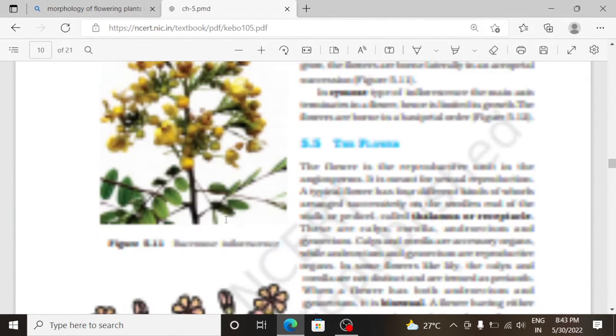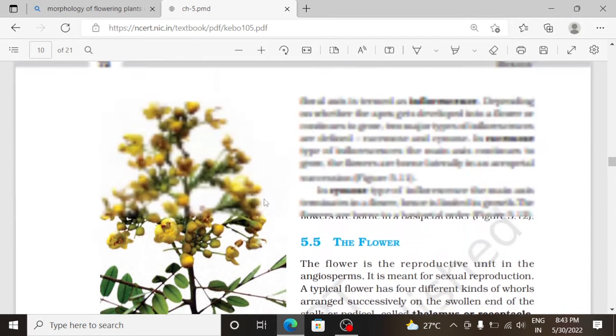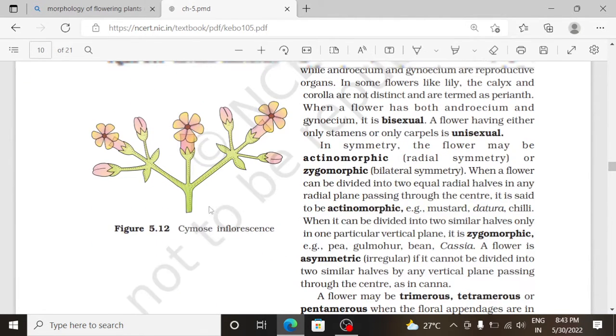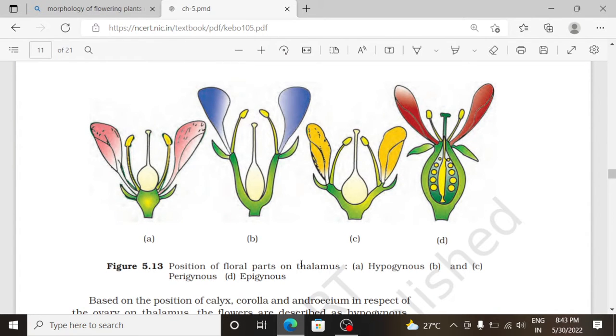Then this is the diagram of racemose inflorescence. And this is cymose inflorescence. And this is position of floral parts on thalamus. See, this one is hypogynous. And B and C are perigynous.